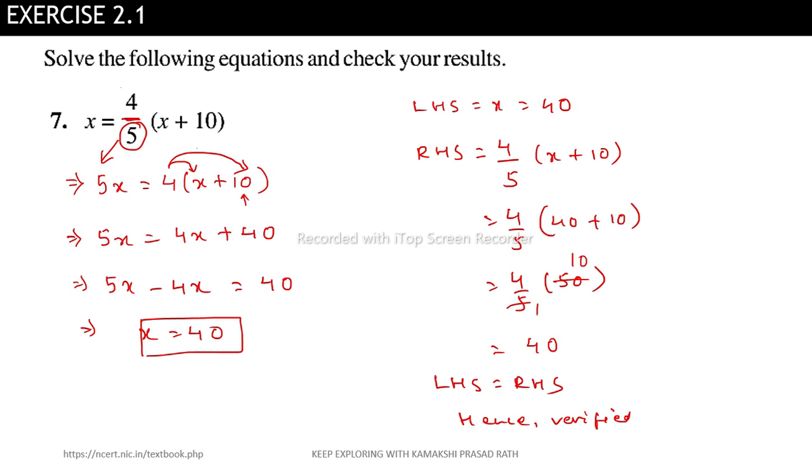So this is one of the ways. Another way is we can just multiply 4 by 5 with x, and again 4 by 5 with 10, then shift the variable. This is also possible.